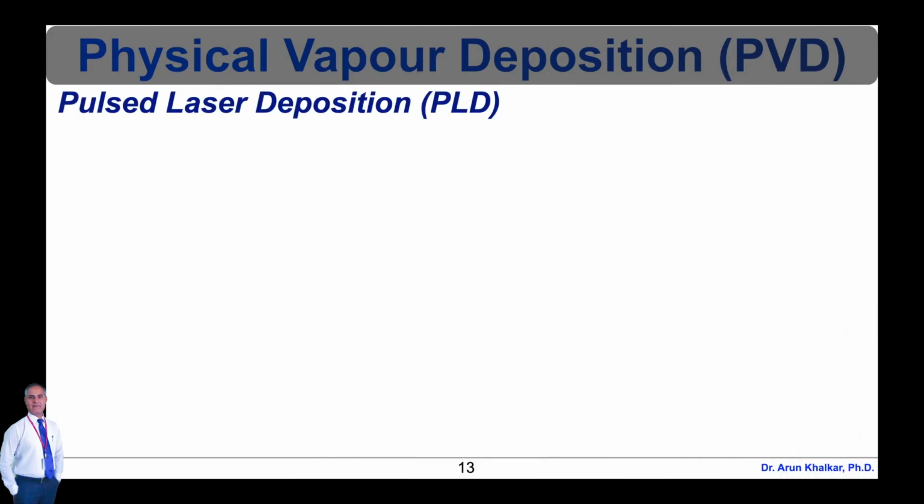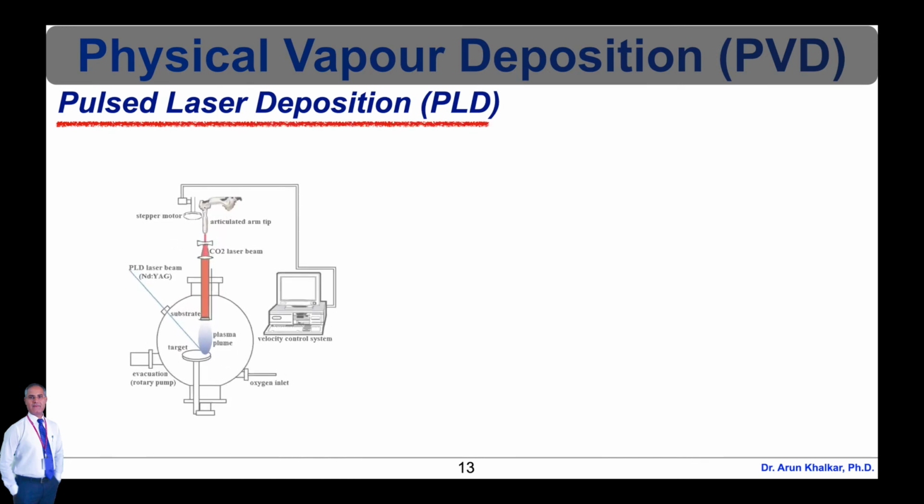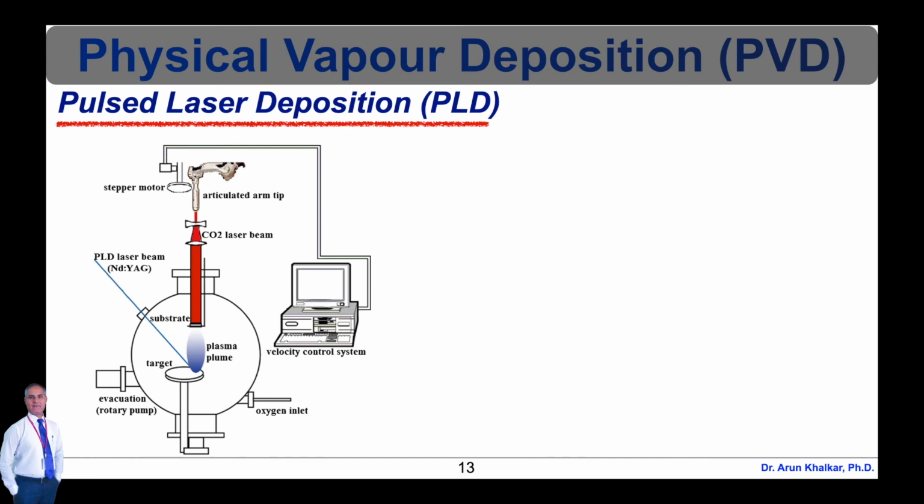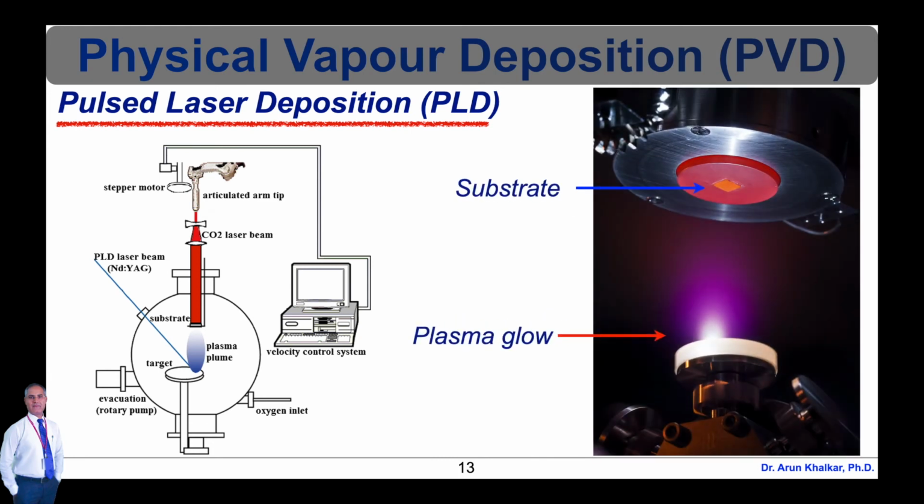Now let's see the next technique, pulse laser deposition, that is PLD-PVD. Pulse laser deposition is a physical vapor deposition technique where a high-powered pulse laser beam is focused inside a vacuum chamber to strike a target of the material that is to be deposited. This material is vaporized from the target in a plasma phase, which deposits it as a thin film on a substrate such as silicon, facing the target.